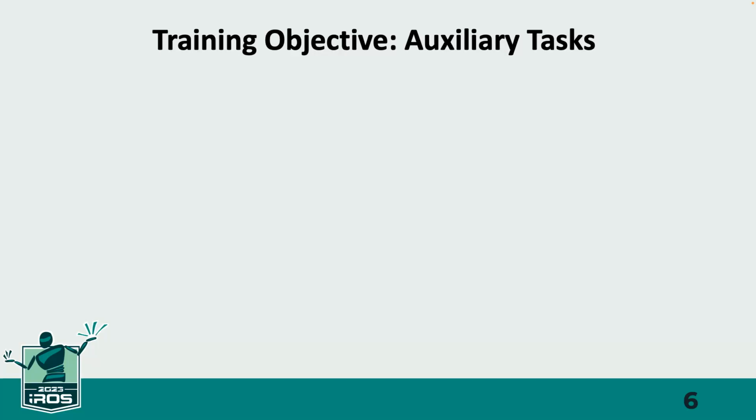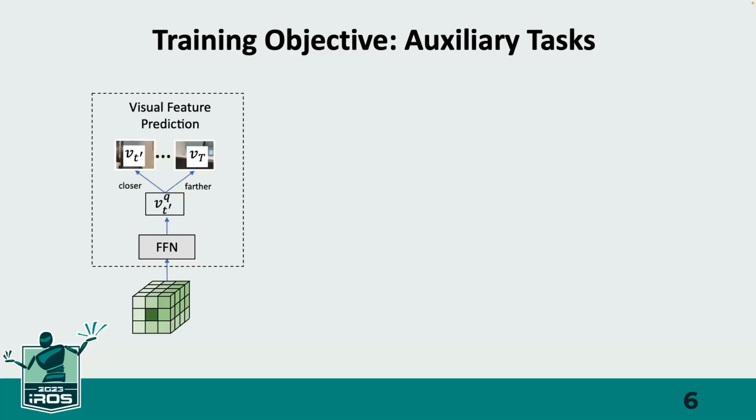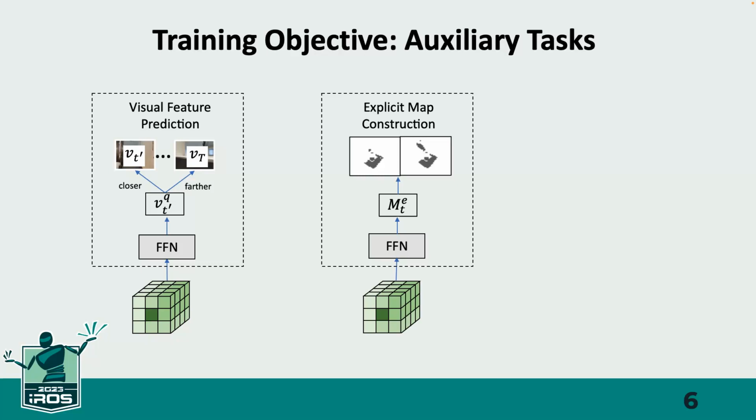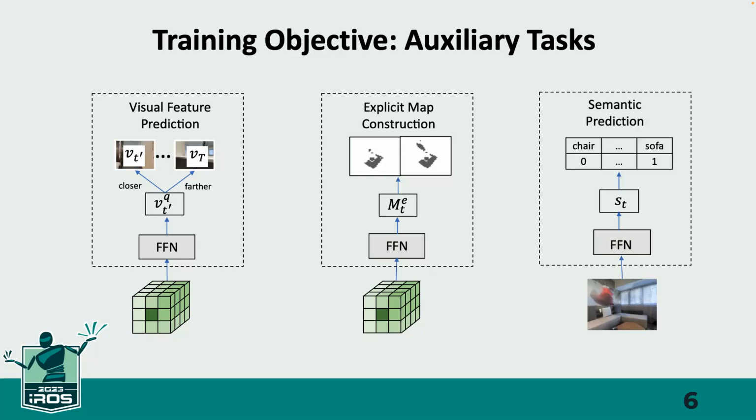To improve the learning of implicit maps, we propose 3 auxiliary tasks besides the behavior cloning for action prediction. The visual feature prediction task aims to infer visual representations of a target location given the implicit map. The second task, explicit map construction, aims to predict a real egocentric occupancy map based on this implicit representation. And the last is the semantic prediction to enhance object recognition given the visual input.